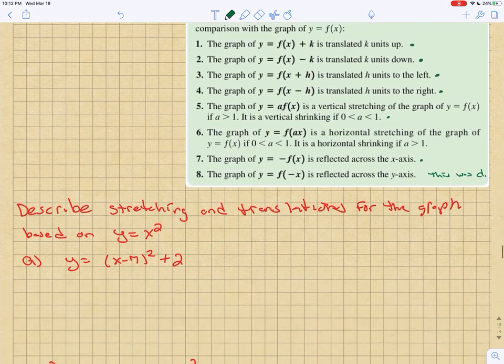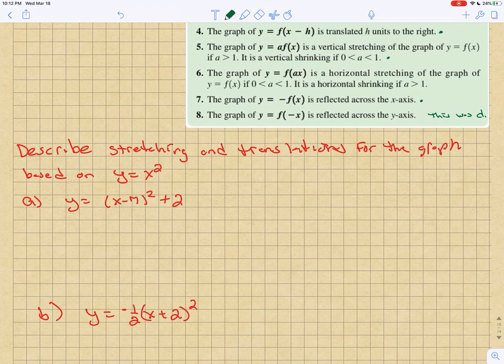All right. We are almost done. We have a few more things to do. Describe stretching and translations for the graph based on y equals x squared. You're going to have problems like this on your test, again, so you need to be able to understand this. We would prefer you to give it to us in the correct order, but I'm sure most of us will be happy if you just tell us what happened.